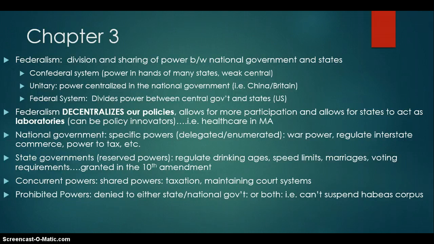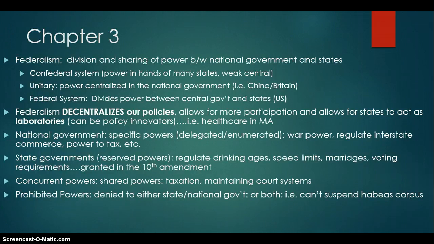For the state government, they have what are called reserved powers. So again, they can regulate drinking ages, speed limits, marriages, voting requirements, and whatnot. And the basis for this is the 10th Amendment. And then there are powers that both the national and the state governments share. So, for example, taxing. In New Jersey, you pay taxes. To the national government, you pay taxes. Both have their own court systems, so these are concurrent powers.